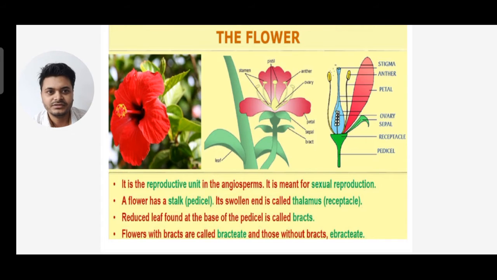Now the flower, the reproductive unit of angiosperms. Flower is the reproductive unit of angiosperms, and it is meant for sexual reproduction. A flower has a stalk, the pedicel, and a swollen end called the thalamus or receptacle. A reduced leaf found at the base of the pedicel is called a bract. Flowers with bracts are called bracteate, and those without bracts are called ebracteate. You can see the bracts.